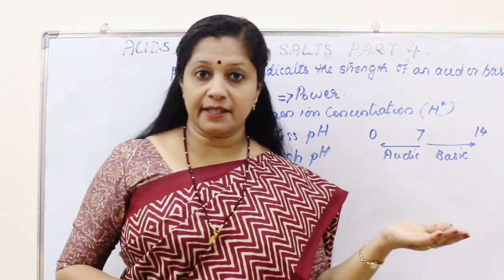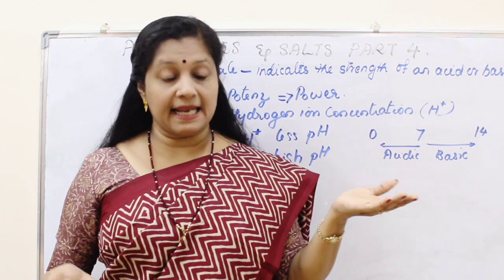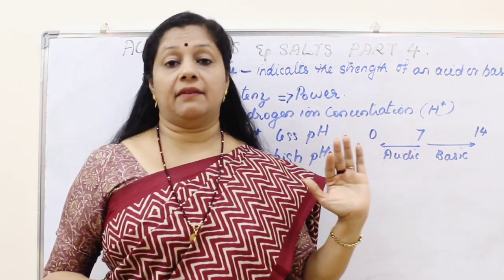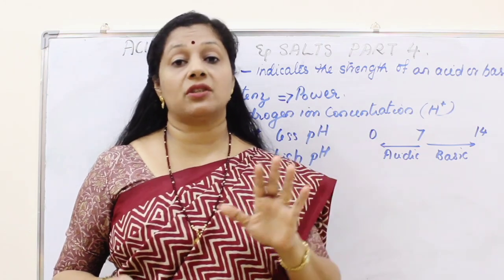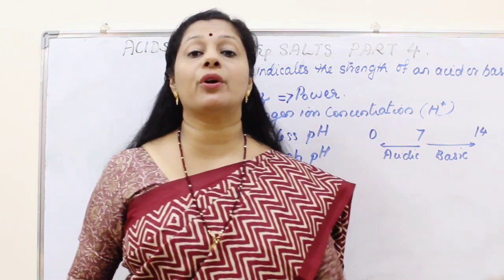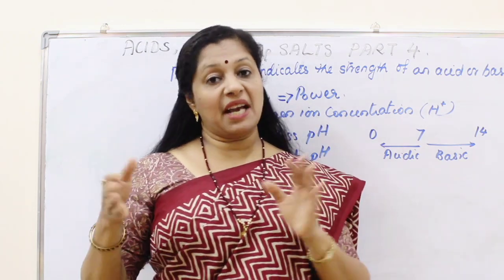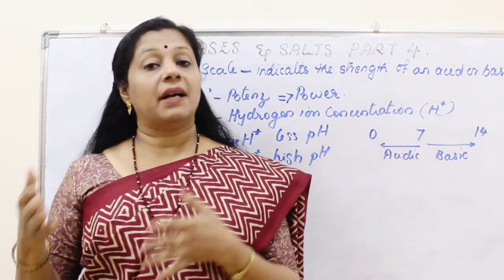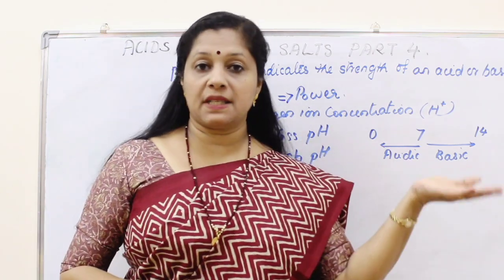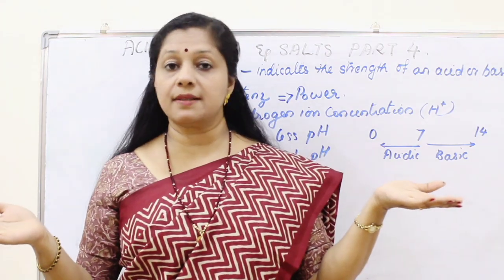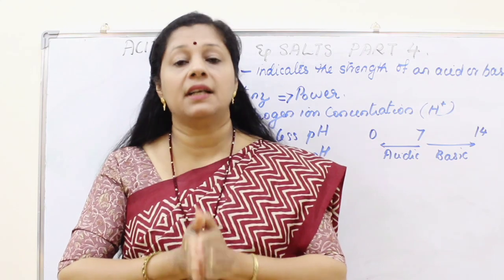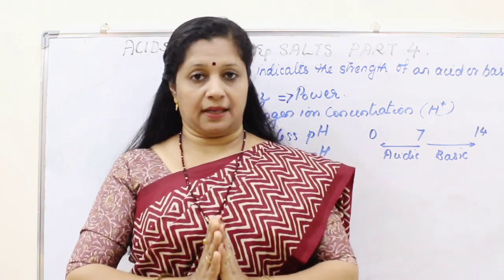So if H plus is more and OH minus is less, then it is acidic. If we talk about an acid, it does not mean that it does not contain any OH minus. It has OH minus, but more of H plus will be there. The same way a base can also have H plus, but OH minus will be more, making it basic. But when OH minus and H plus are equal in number, then that substance becomes neutral.